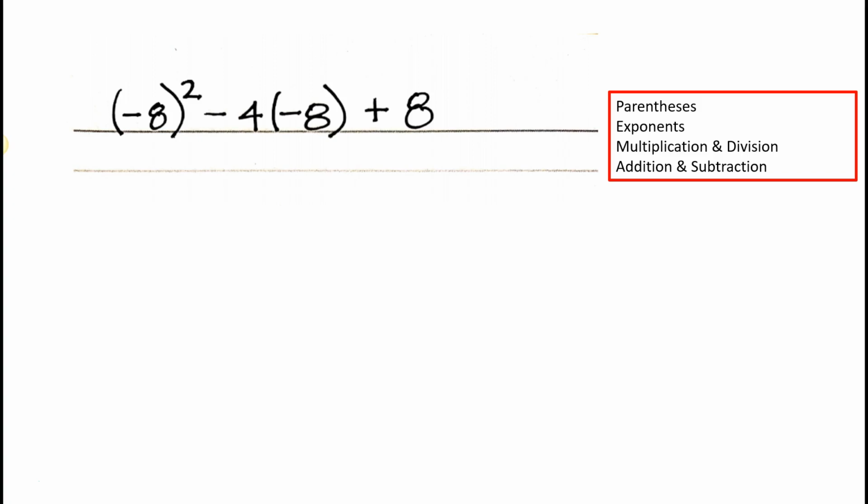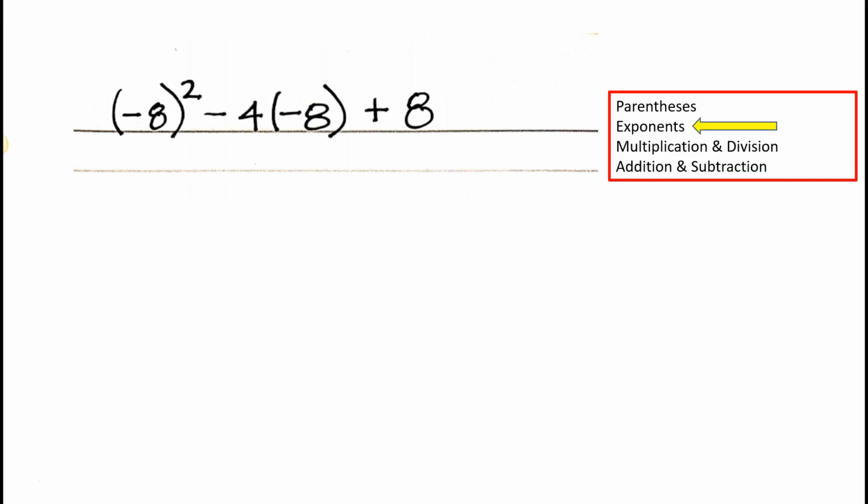Now, I know we see parentheses in the problem, but the P for parentheses means you do whatever is inside the parentheses. So if there's some kind of operation to do or some task to complete inside the parentheses, then you would do that first. But when I look at my parentheses here, there's nothing to do inside of them. Everything inside the parentheses is already simplified. There's just the number -8 inside the parentheses. So there's nothing to do there.